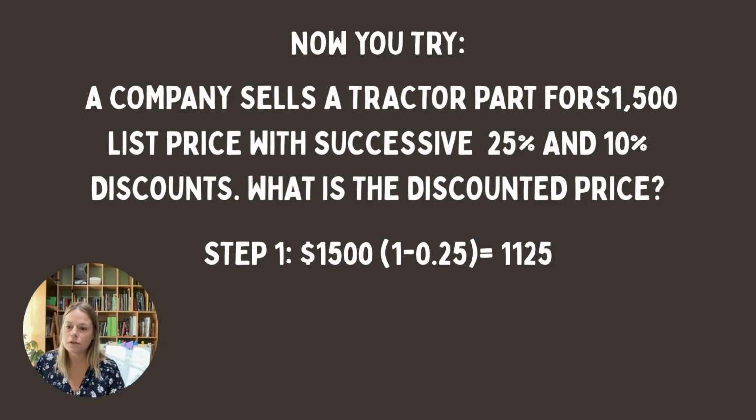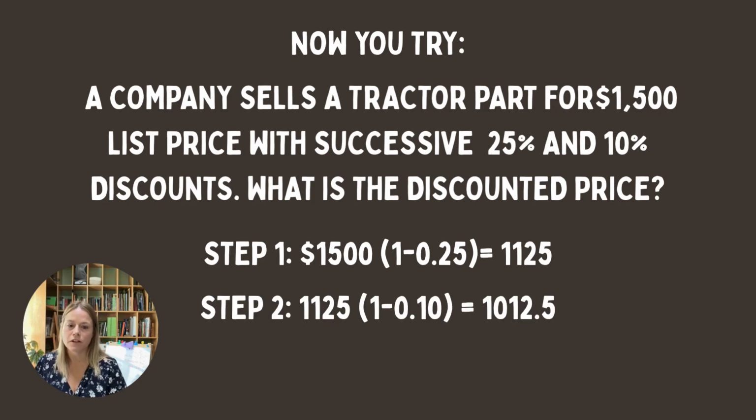And then you plug that into the formula. 1,500 times 1 minus 0.25. And your answer for the first discount would be $1,125. Then you take that and you plug it into the formula again for the second discount. So you would take 1,125 and multiply that by 1 minus 0.1, because that is 10% as a decimal. And then you get your final answer of $1,012.50.